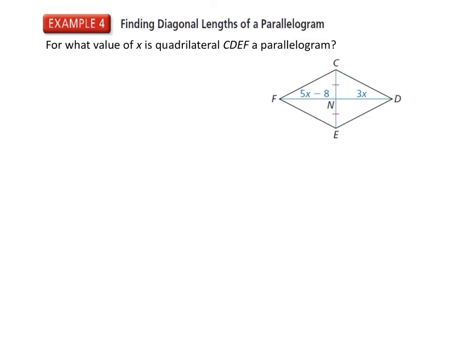Next, we want to look at finding diagonal lengths of a parallelogram. So for what value of x is quadrilateral CDEF a parallelogram? So again, we see labels for the diagonals, and we know that if the diagonals bisect each other, then the quadrilateral is a parallelogram. So what we need to show is that these diagonals do indeed bisect each other. So if they bisect each other, we can say that 5x minus 8 equals 3x and solve for x.